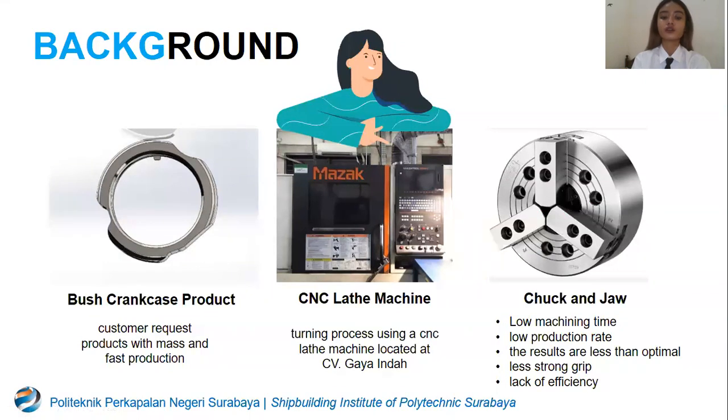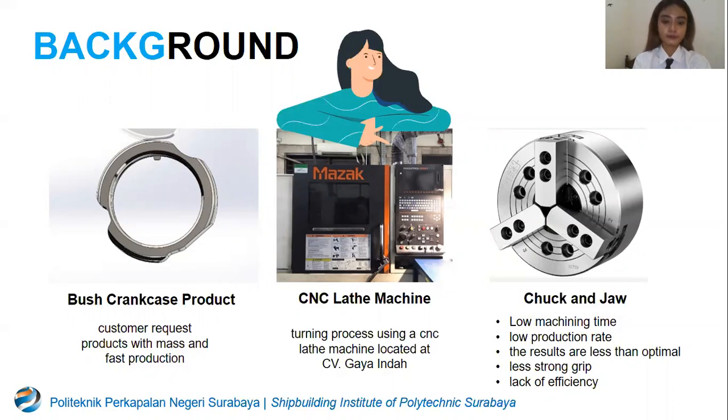A turning process that uses only chuck and jaw can result in lack of efficiency due to low machining time, low production rate, less optimal result, and less strong grip. To support the process of turning bus crankcase, a jig is required so that the production process is not hampered and it needs to be adjusted to the material because the production process of the product will run with a high quantity and high production rate.